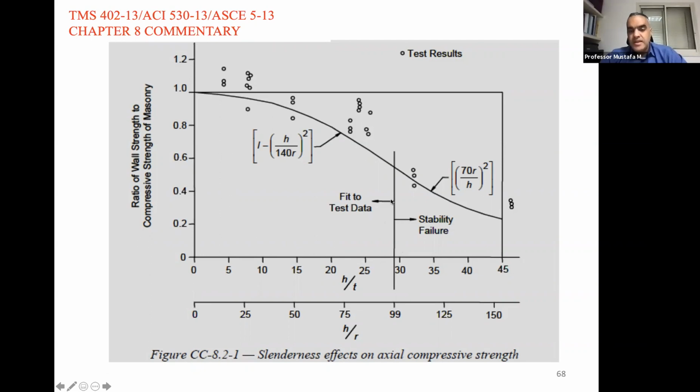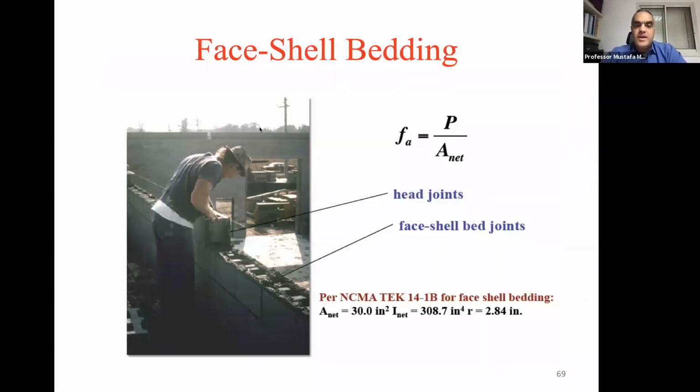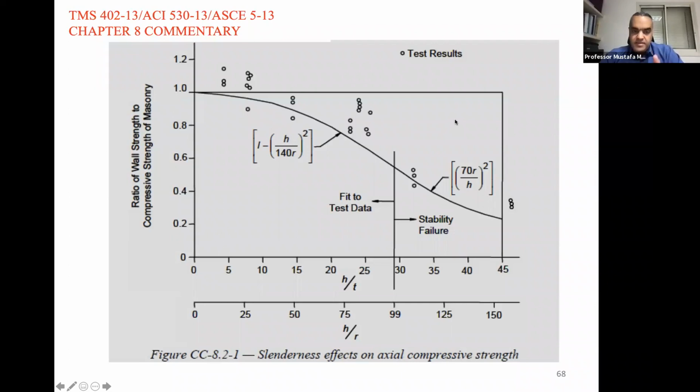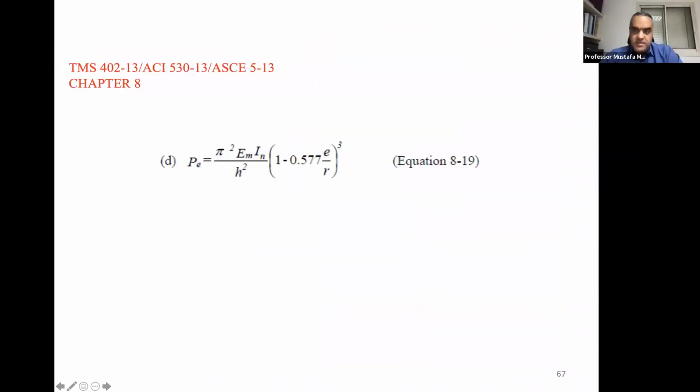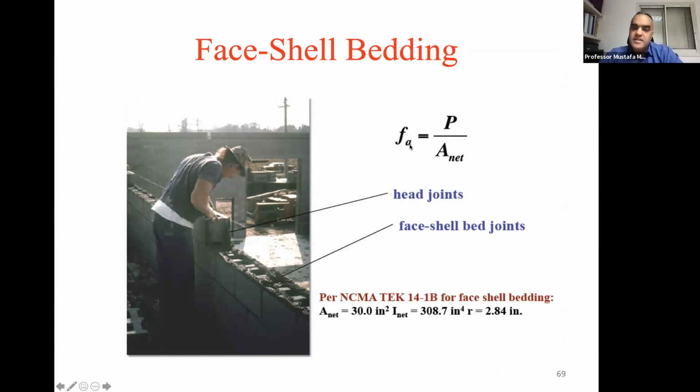So to the left of that, the failure would be mostly material failure. To the right of that, it would be a stability failure due to its slenderness. Okay. Now, the F sub A, the calculated actual stress, is simple. We looked at the capacities here, right? These are the capacities. The calculated stress, F sub A, is the load divided by the net area. It's very simple. The strength of materials calculations, okay?